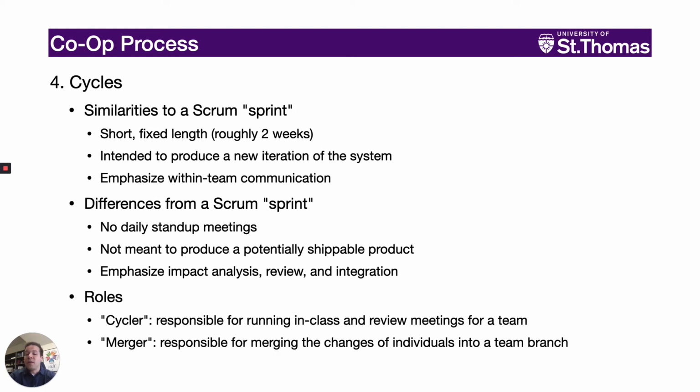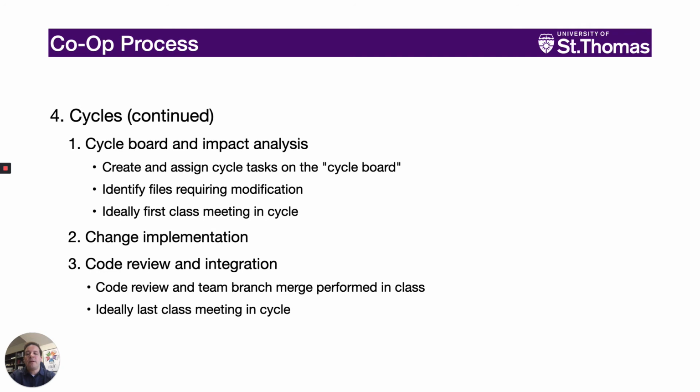CoOp roles include that of cyclers and mergers. Cyclers are responsible for running in-class and review meetings for their team. Mergers are responsible for merging the changes of individuals into a team branch. Each cycle consists of three sub-phases.